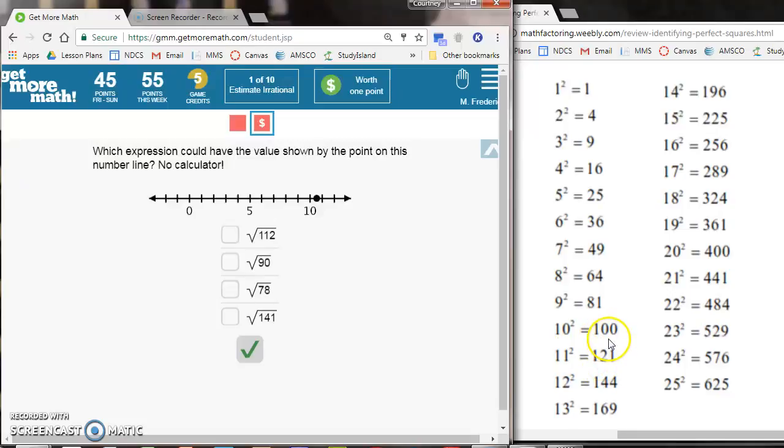So in order for our point to be between 10 and 11, it has to have a value of the square root of some number between 100 and 121. Looking at this, we see that that number would be 112. 90 and 78 are too small. 141 is too large.